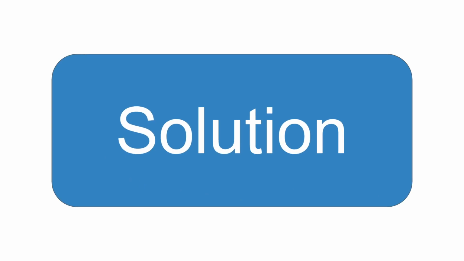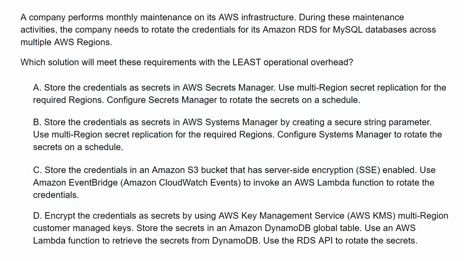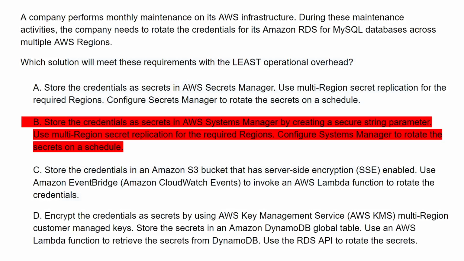Now that we know what the question is about and what the key knowledge points mean, let's move on to the solution. So here we can once again see the question, and we can first eliminate option B, because the Parameter Store doesn't have the capability to rotate the secrets.